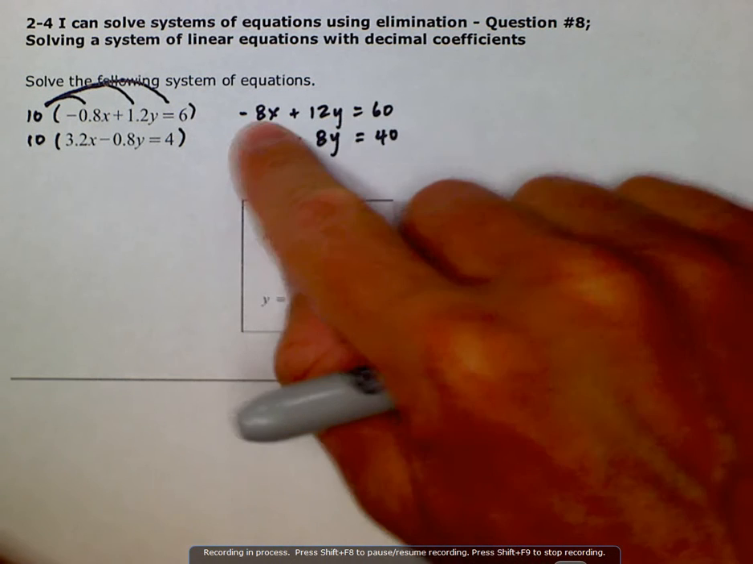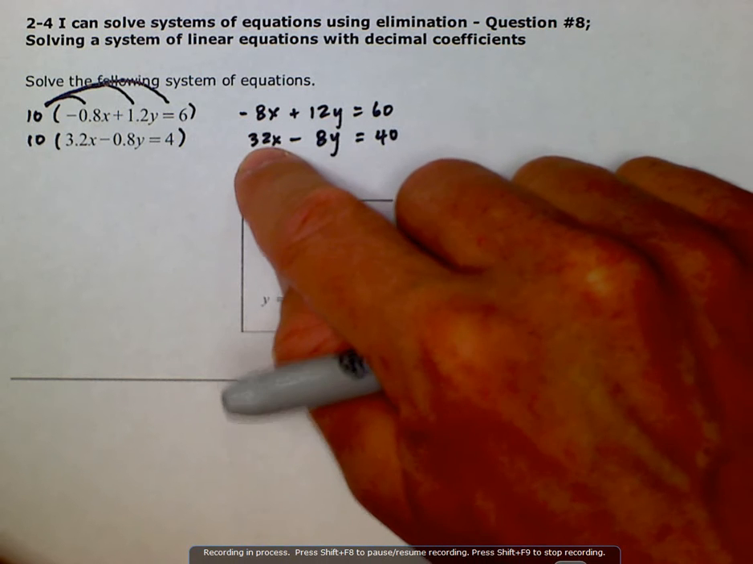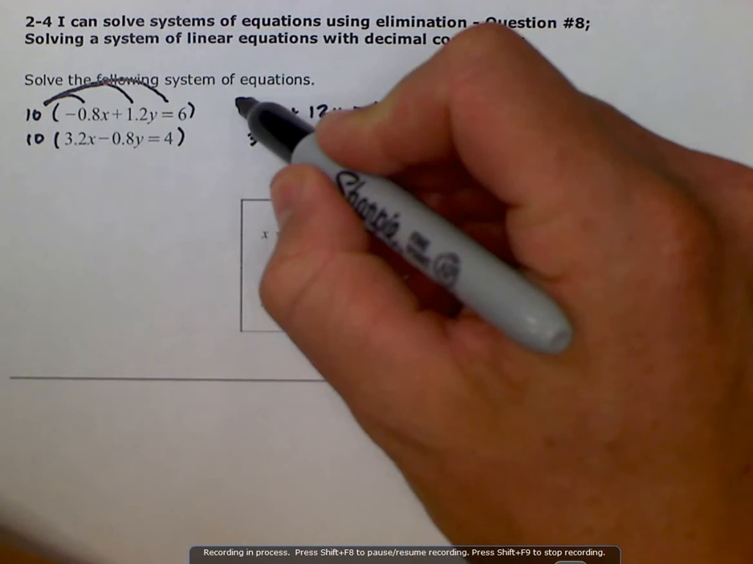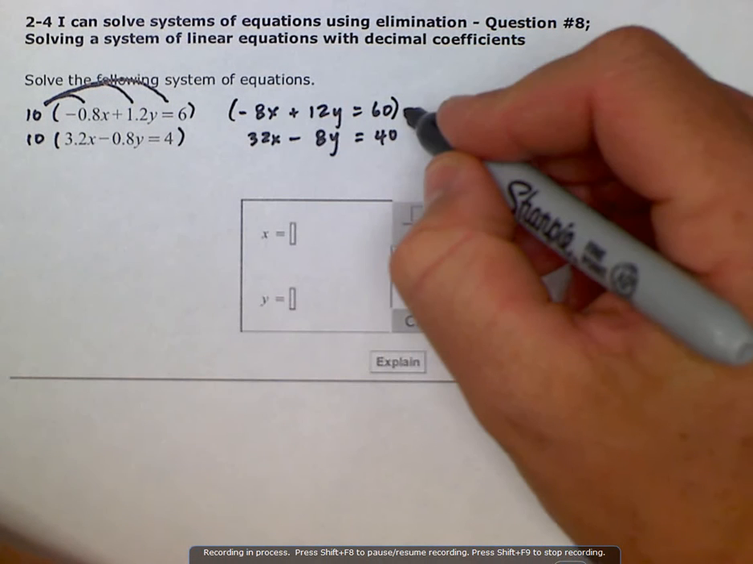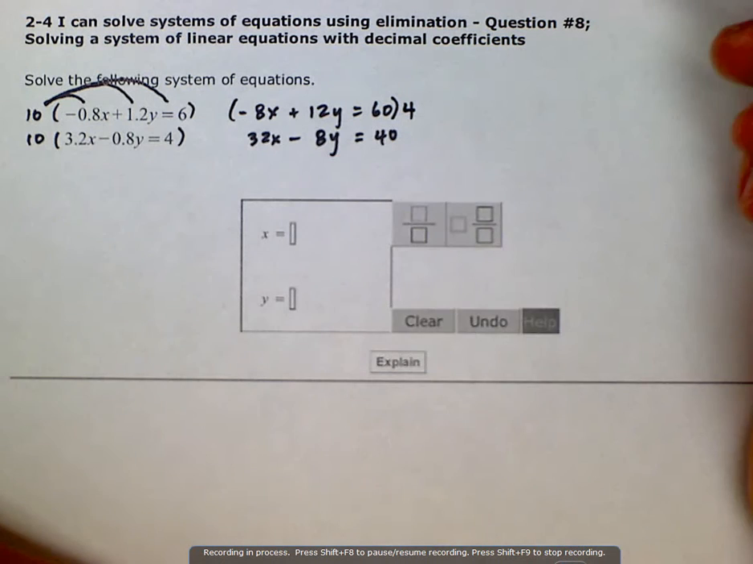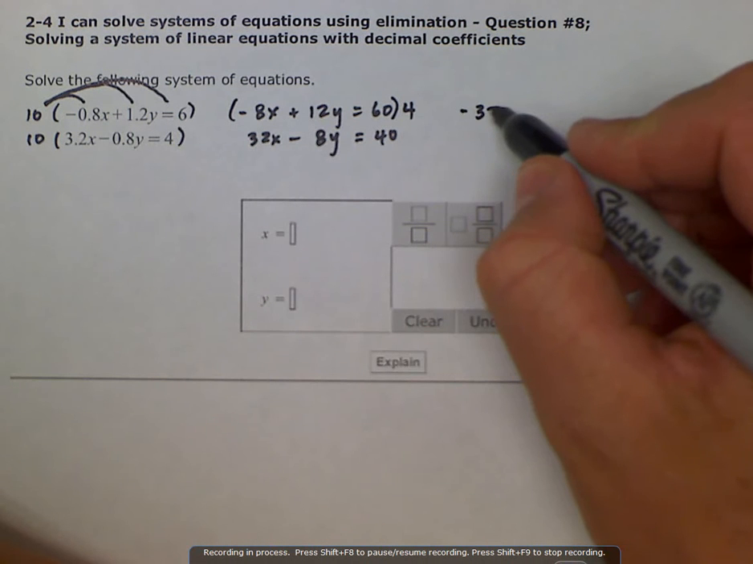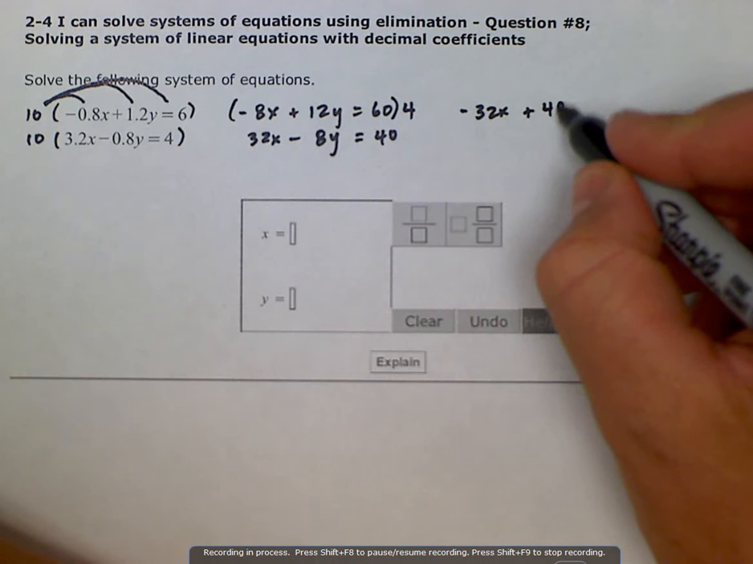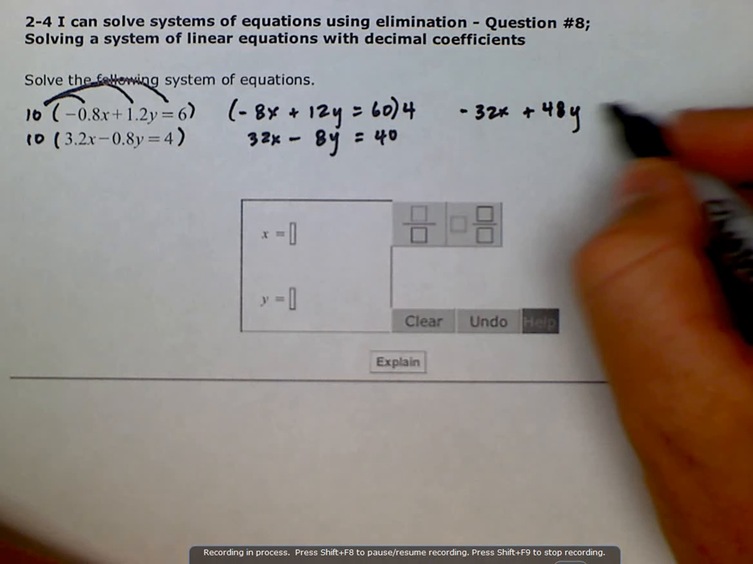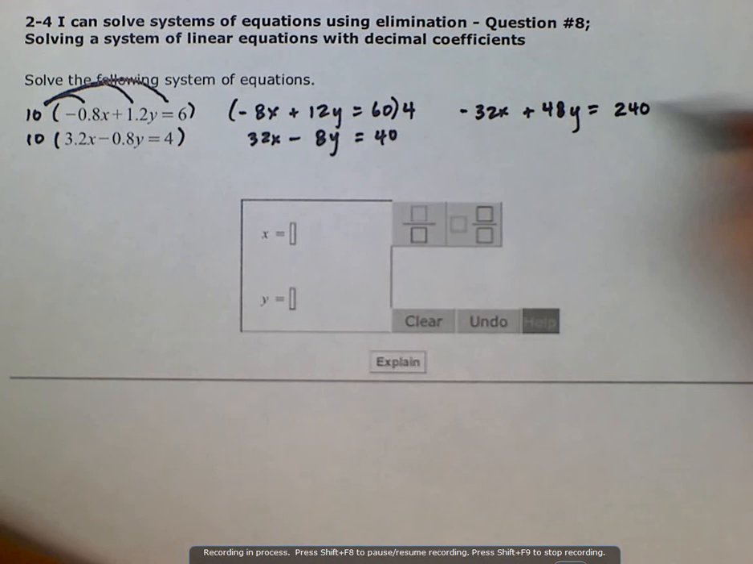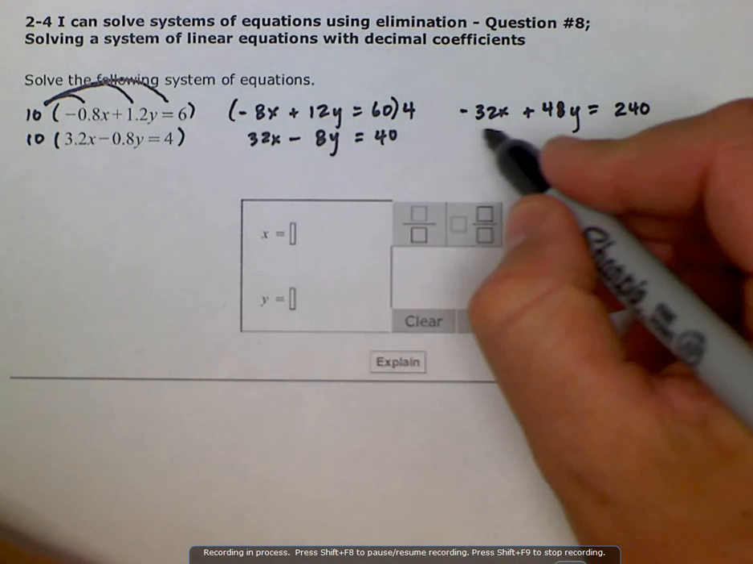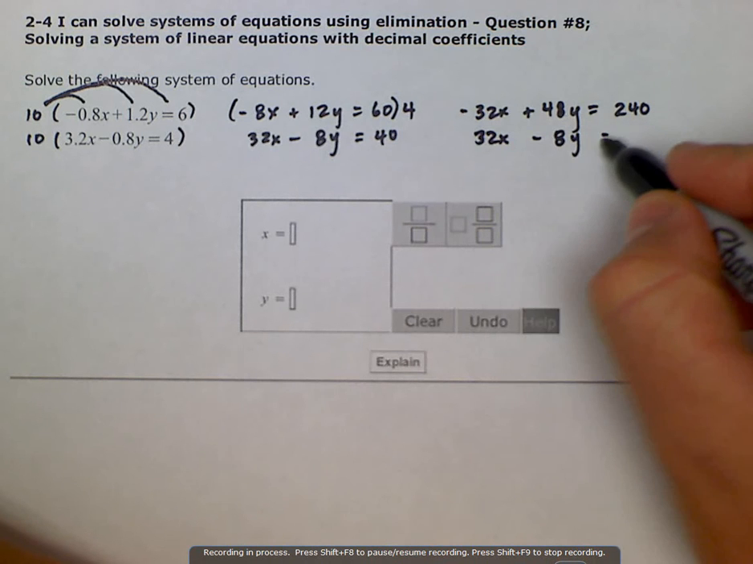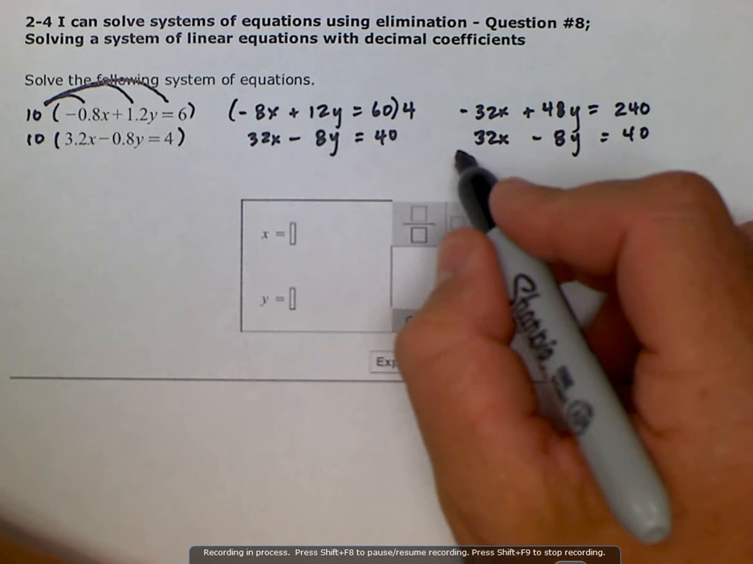Or you can see that 8 goes into 32. All we would need to do is multiply the top by 4, and we would have this prepped properly. So I'm going to go ahead and multiply again by 4 on this top one, and that will give us a negative 32x. And then 4 times 12 is a positive 48y. And then 4 times 60 is going to be 240. And then this equation stays the same, so we have 32x minus 8y equals 40. So now it's ready to solve via elimination.